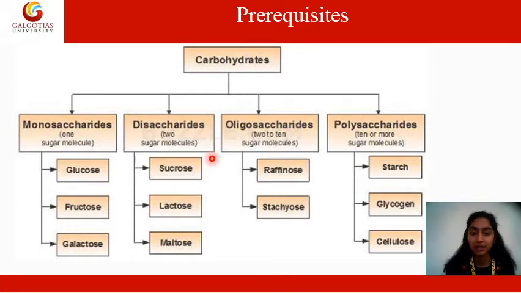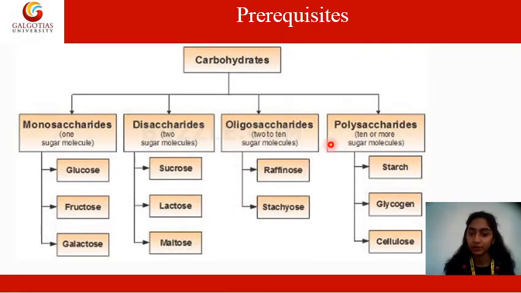After that, oligosaccharides. So, if 2 to 10 sugar molecules come together with the help of a glycosidic bond, these are known as oligosaccharides. And we must keep in mind that disaccharides can also be classified under oligosaccharides because they are made up of two sugar units. But due to their importance, we can classify them separately also. Examples of oligosaccharides are raffinose and stachyose.